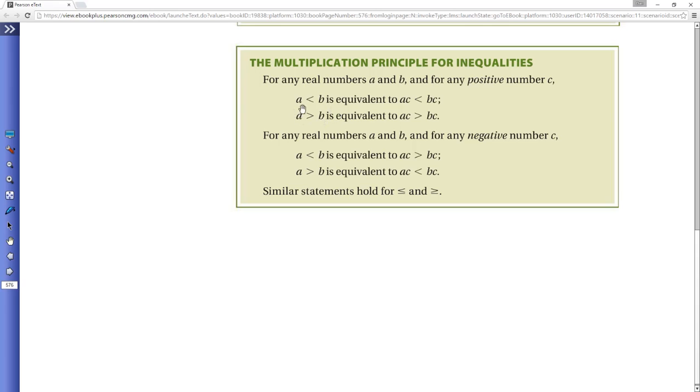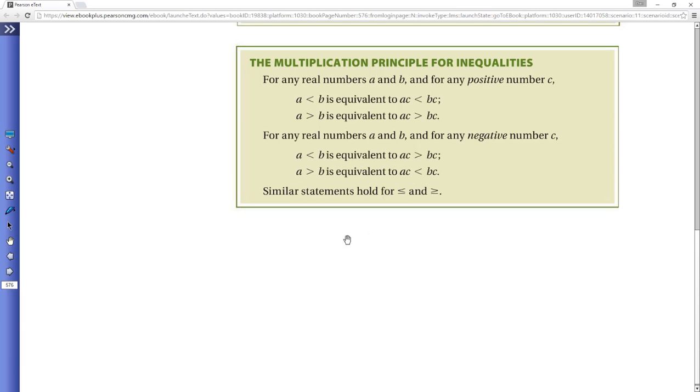In this case, I end up with a is less than b. Well, I multiply c times both sides and I get ac is less than bc. Same with greater than. Then they have this section about negative numbers. Well, if I multiply by a negative number, the original inequality a is less than b, the equivalent inequality, if this c is negative, ends up reversing the inequality symbol. And the same for the other one.